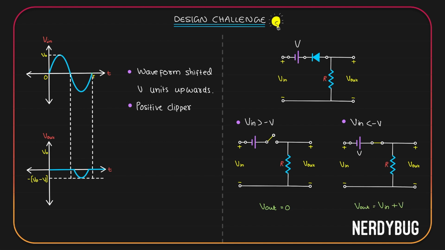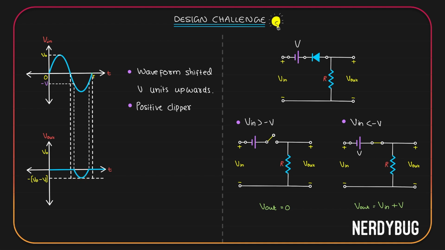Or we can write V output as V input plus V. What we can see is whenever V input is greater than minus V, output is 0. Otherwise, output is input plus V. This is exactly what is happening over here. Minus V is over here. Whenever the input is less than minus V, we have something in the output. Everywhere else, the output is 0. When input is minus V, our output is minus V plus V, that is 0. When input is minus V naught, our output is minus V naught plus V.